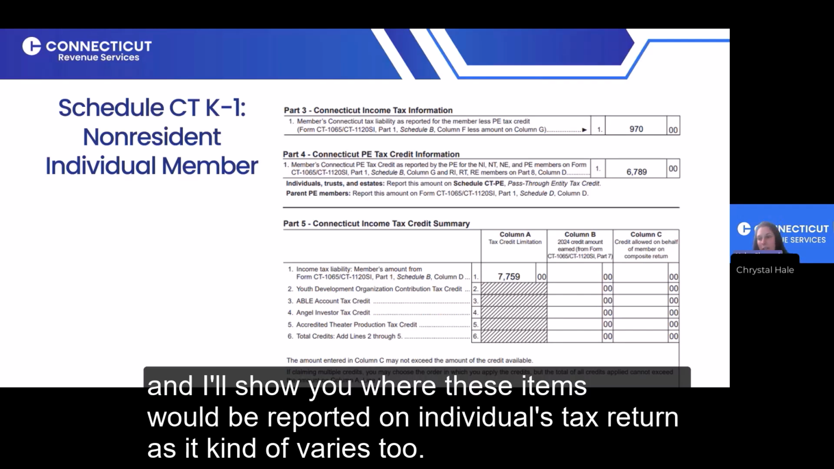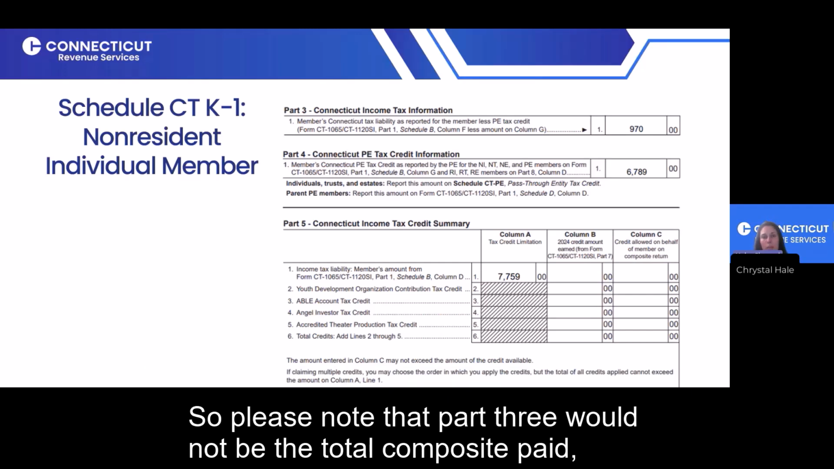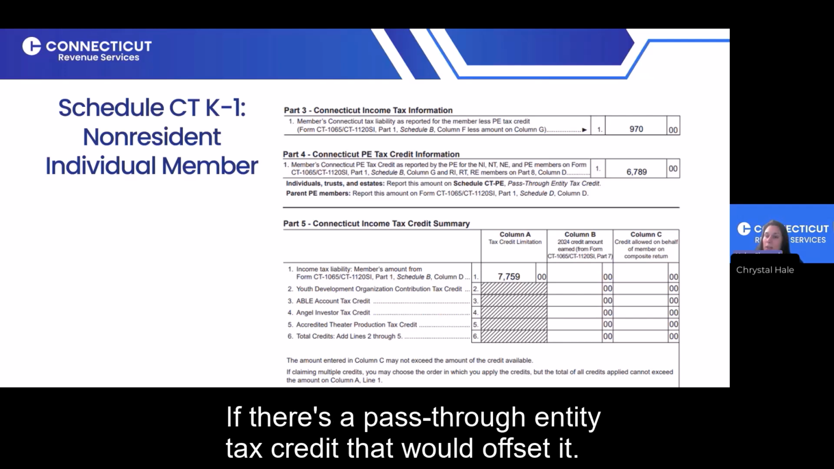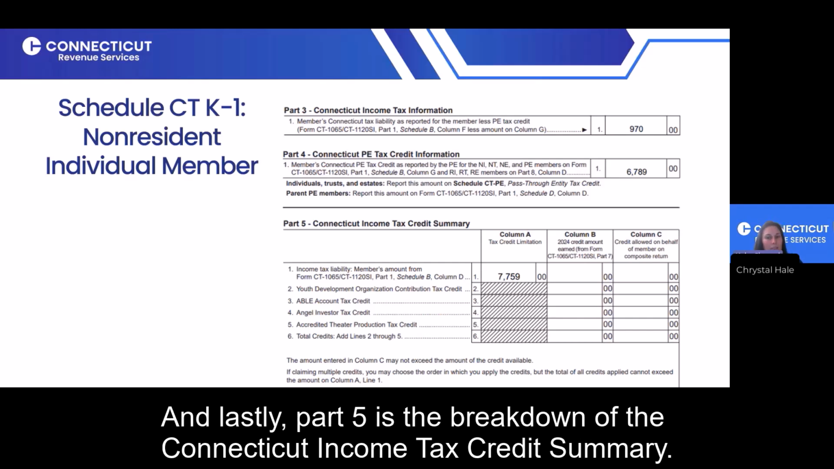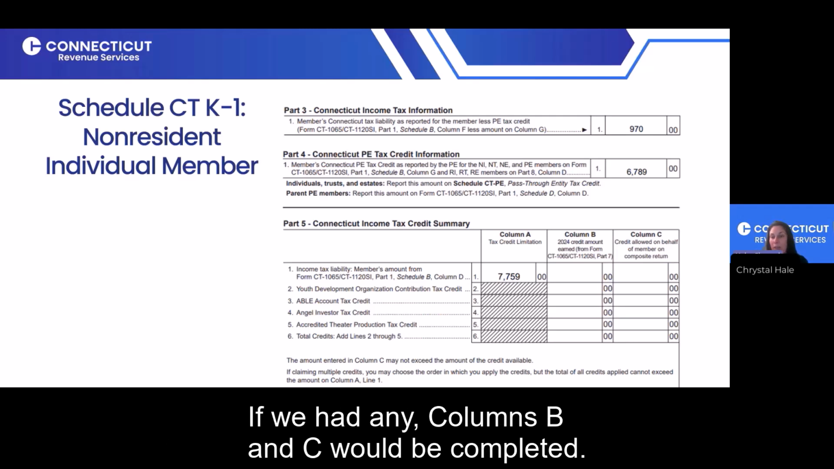And I'll show you where these items would be reported on the individual's tax return, as it kind of varies too. So please note that Part 3 would not be the total composite paid if there's a pass-through entity tax credit that would offset it. And lastly, Part 5 is the breakdown of the Connecticut income tax credit summary. If we had any, columns B and C would be completed.